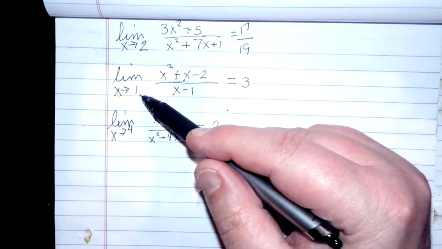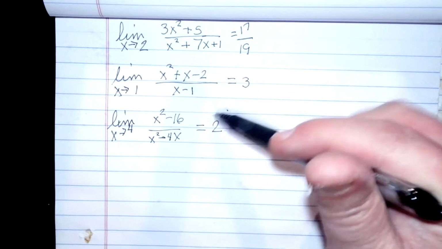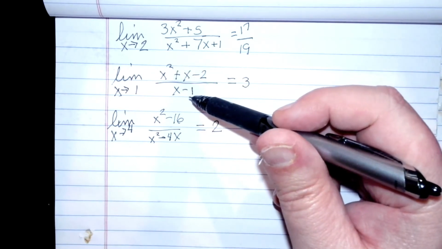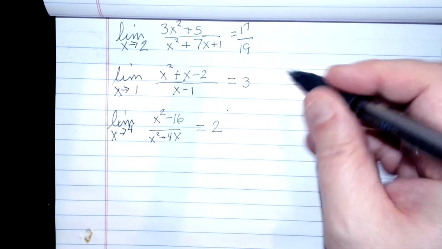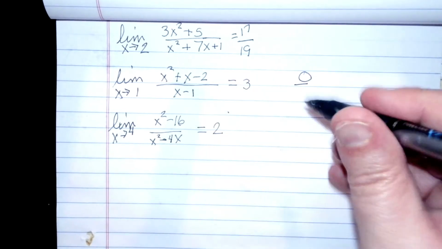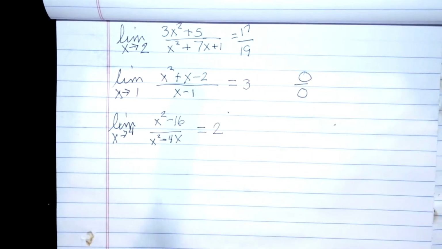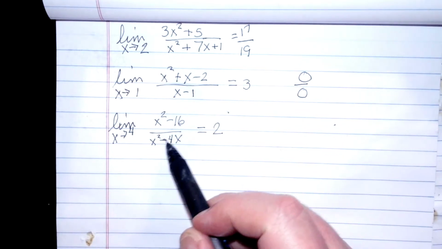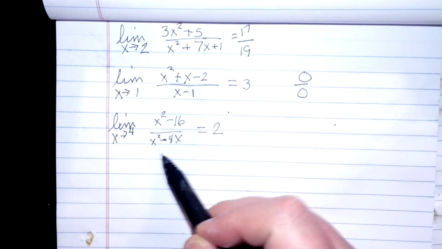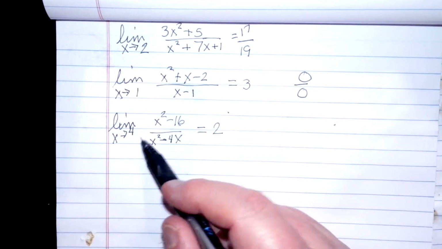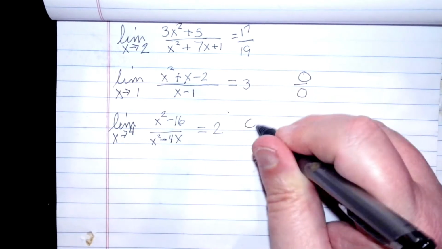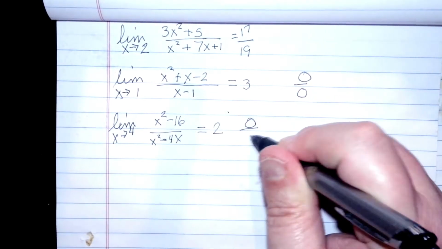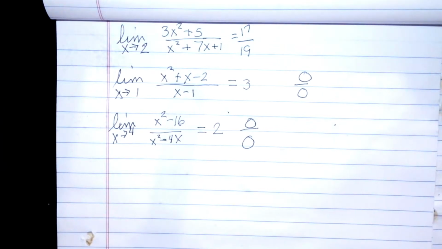If you substitute in 1 for x in this example, you're going to get 1 plus 1 is 2 minus 2 is 0, and in the denominator you're going to get 0, so you get 0 over 0. Down here in the third example, x squared minus 16 over x squared minus 4x, that limit as x tends to 4, if you substitute in the 4 for x, you get 0 over 16 minus 16 is 0 again. So you're getting 0 over 0 in this case and 0 over 0 in this case.